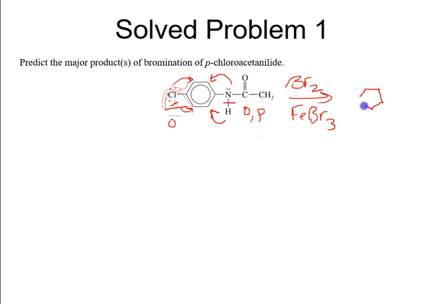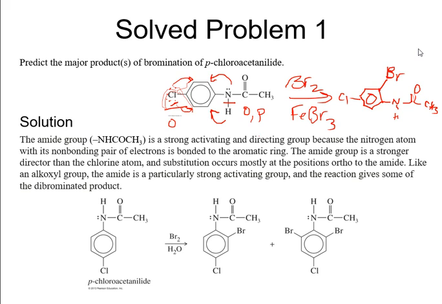So your product with bromine would be that compound. Okay, so there you go. The amide group is a strong activating and directing group because the nitrogen atom with its non-bonding pair of electrons is bonded to the aromatic ring. I don't have to read this, you guys can read it on your own, but the amide is more strongly activating than the chlorine.